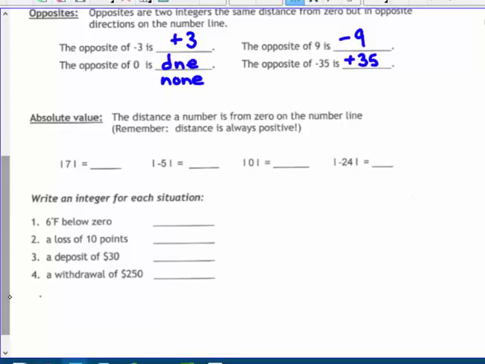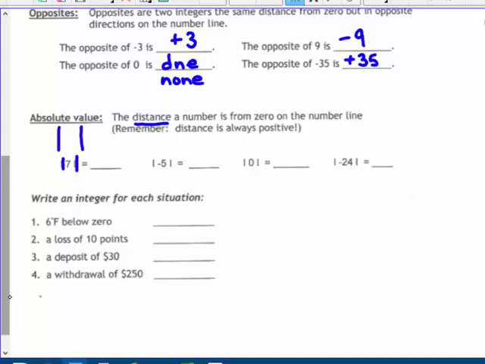Absolute value. So we have some vocabulary here. The distance a number is from 0 on the number line. Remember, distance is always positive. You can't say that I'm negative 5'4", or that tree is negative 60 feet away. So distance, absolute value, is the distance a number is from 0 on the number line. It's a measurement, so it can't be negative. The absolute value symbol almost looks like L's on either side of the number, as you see here. This is the absolute value symbol. They look a little bit longer usually than the number itself.